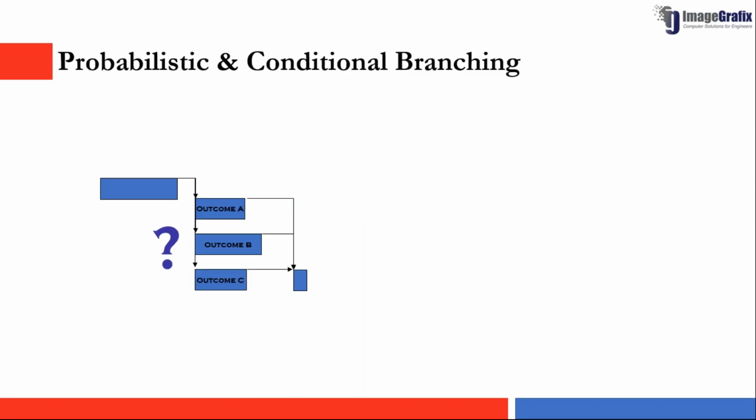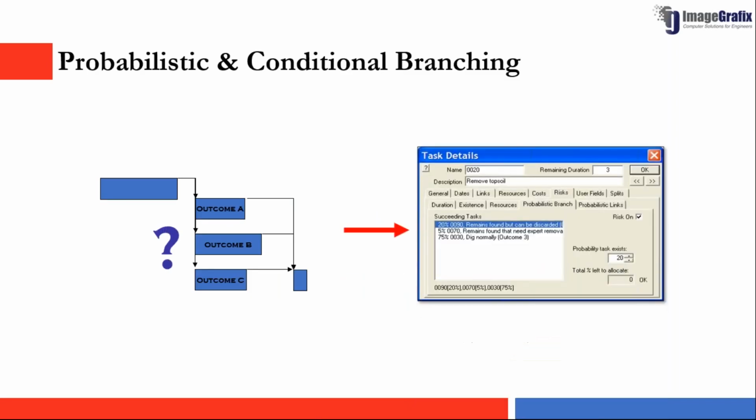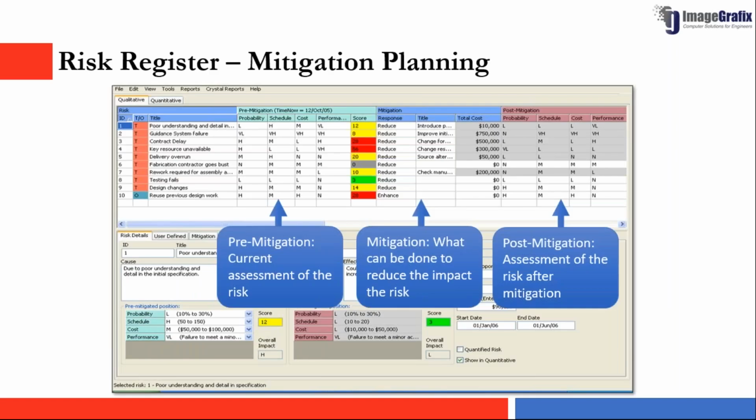So coming to probabilistic and conditional branching. Like I explained before, we have one more technique in quantitative risk analysis, which is conditional branching, which is possible in Primavera risk analysis. After we capture all the risks and we have done all our analysis, then we can go for mitigating these risks using risk mitigation plans.